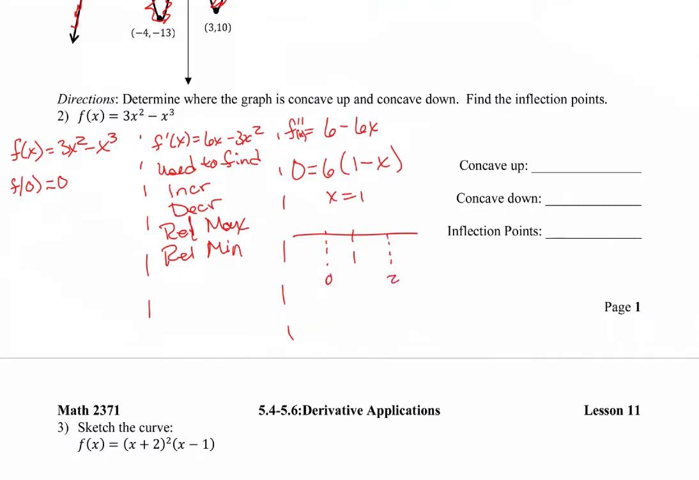So if I put 0 in here, I get a positive times a positive. So I get a positive. If I put 2 in here, I get a positive times a negative. So I get a negative. If I'm positive, I'm smiling. If I'm negative, I frown.